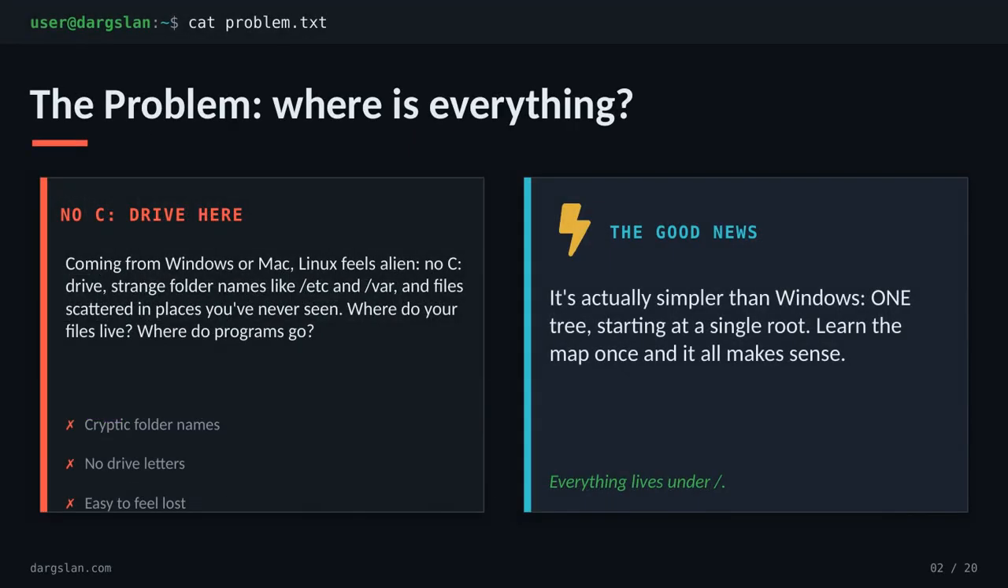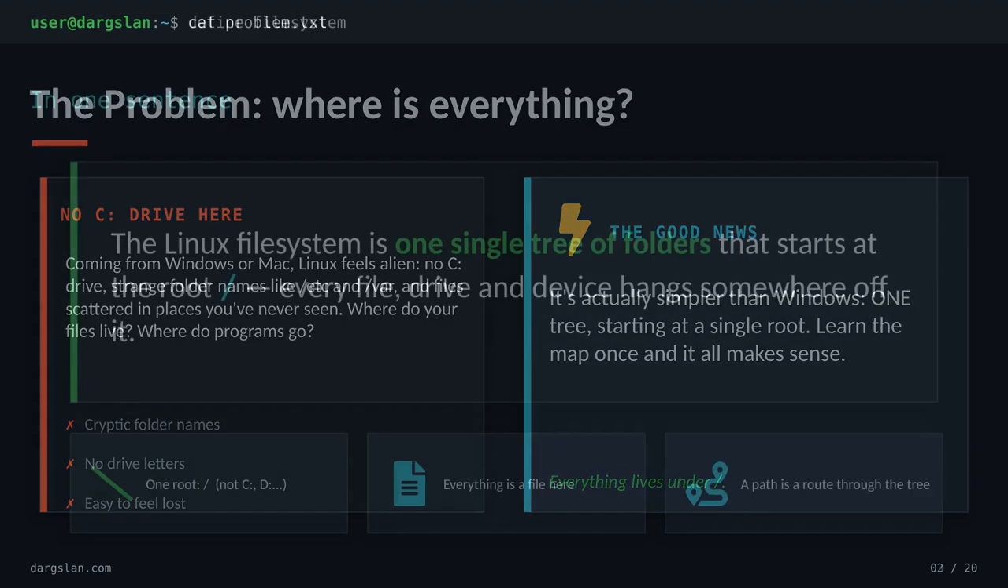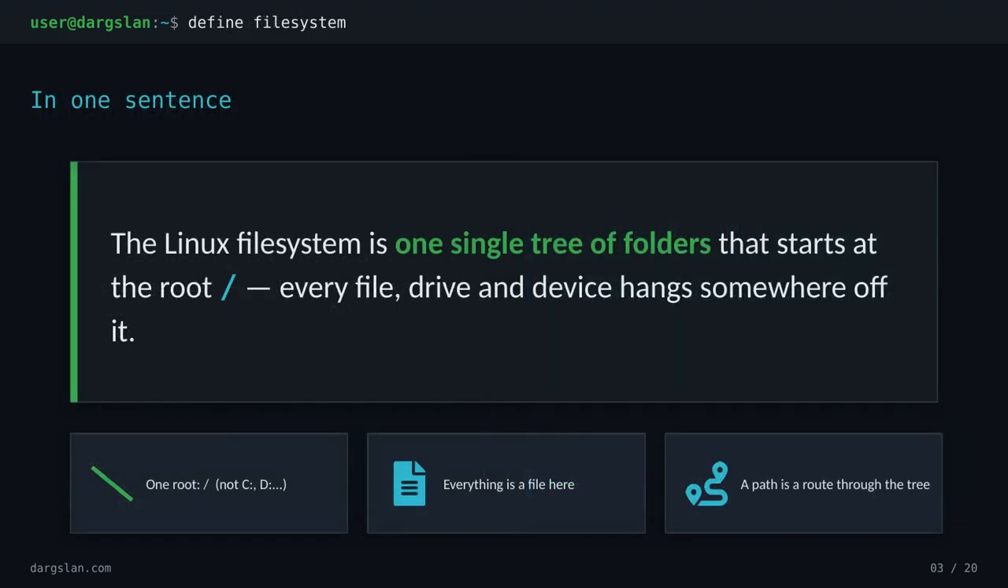So let's name the problem first. When you open a Linux system for the first time, it genuinely feels alien. No C drive, no D drive, just these cryptic folders like /etc and /var scattered around. It's easy to feel lost. But here's the good news. Linux is actually simpler than Windows once you see it clearly. There's just one tree growing from a single root, and everything, every file, every program, every device lives somewhere under that slash. So let's put that into one clean sentence you can hold on to.